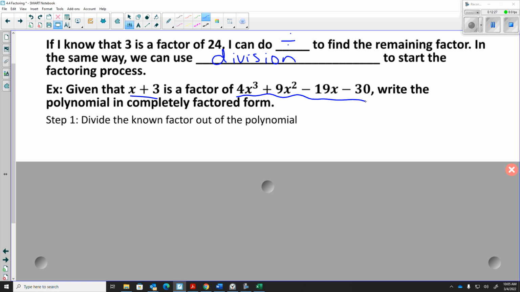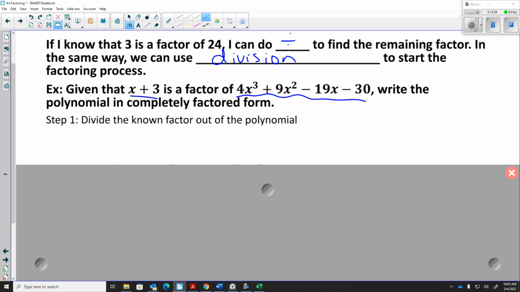Well, we're given a factor. And think back to when we were doing synthetic division. If this is a factor, what does it mean? Like, if I divide it, what's going to happen? I'm not going to have a remainder, right? It's going to divide evenly. So we're going to start by dividing this by this. I need to give myself more room, so we'll do it over here.